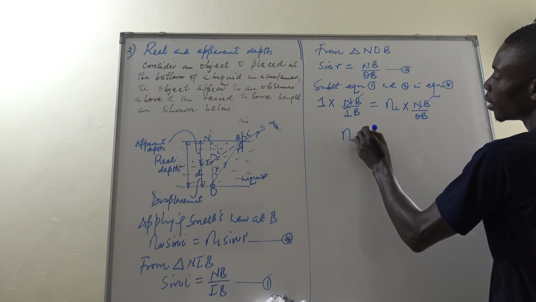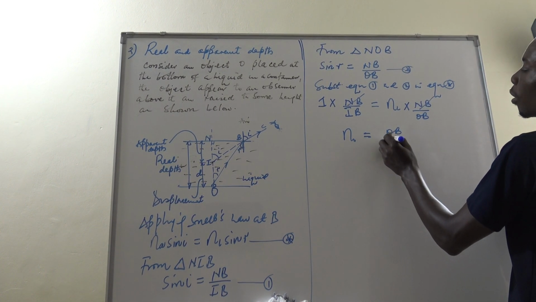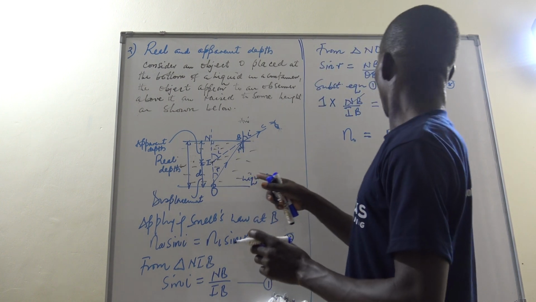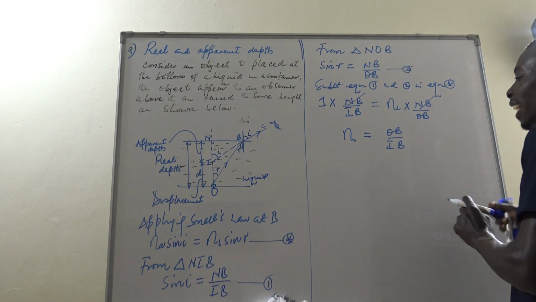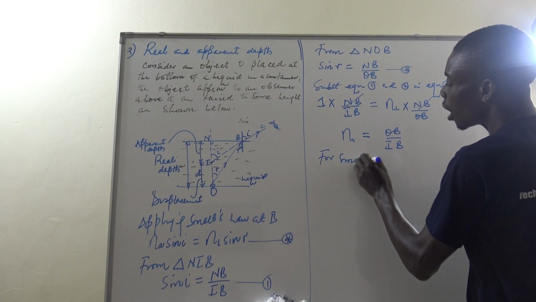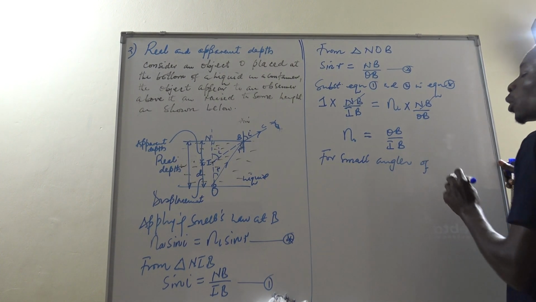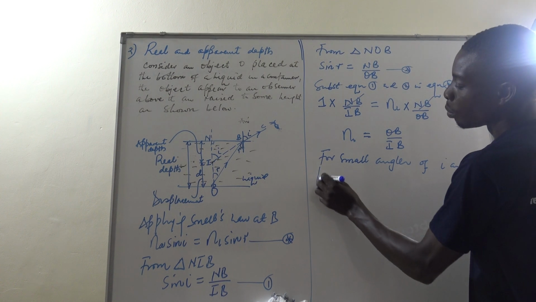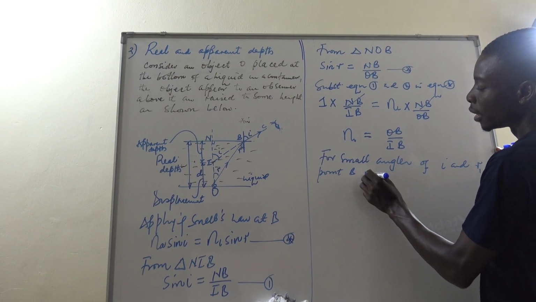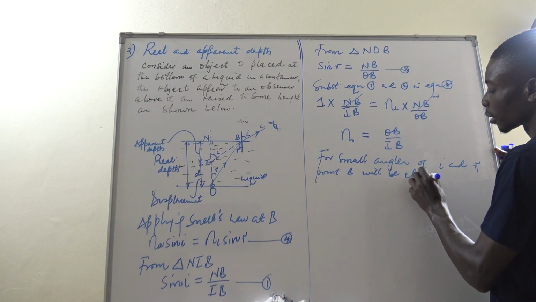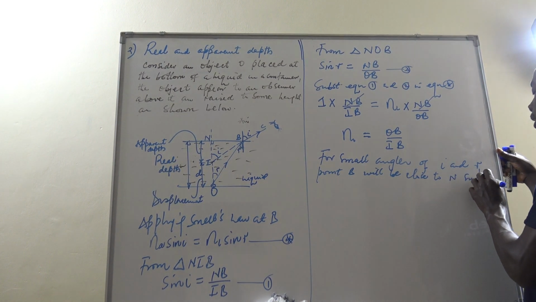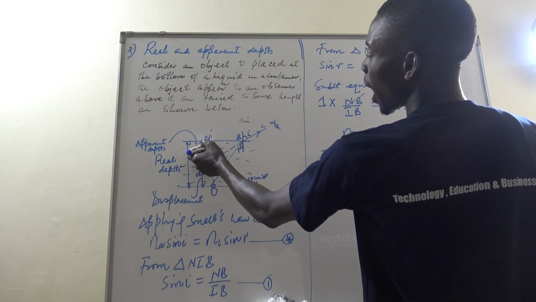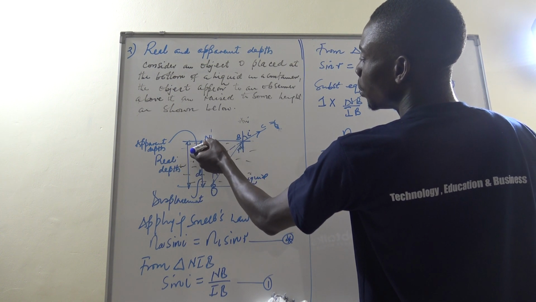And then my NL can reduce to OB over IB. It's now OB over IB. And then I will say, for smaller angles of I and R, point B will be close to N, such that if we look at smaller angles of I, maybe like this as our I, you realize that point B will come very close to that.